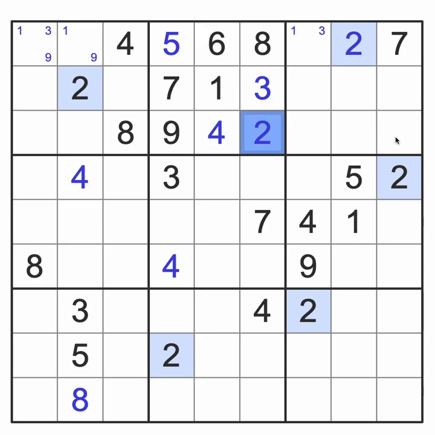So now I have a double in box 3. It will be a double of 4 and 9, because there are 4 and 9 on row 3, here and here. So these cells cannot be used for 4 and 9. And 4 and 9 are also on column 7, here and here. So these cannot be 4 or 9. That gives me a 4, 9 double here.